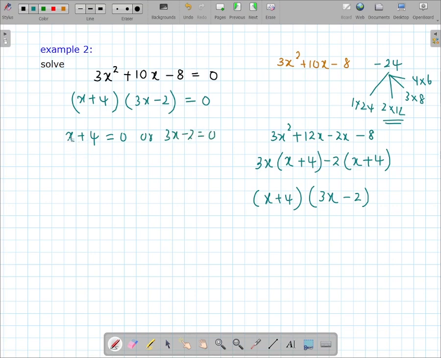So x plus 4 equals 0 or 3x minus 2 equals 0. Then I send x plus 4 to the other side: x equals minus 4, or then minus 2 sent to the other side, 3x equals plus 2. Then we don't need 3x, we need x. So divide by 3, divide by 3. Then x equals minus 4 or, 3 gets cancelled, x equals 2 over 3 is the final answer.